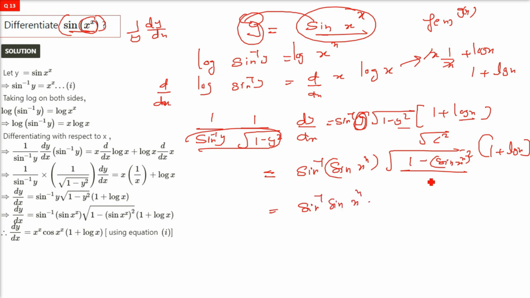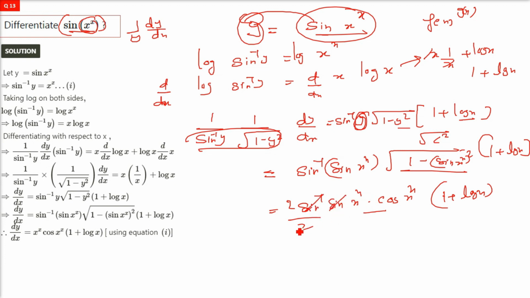I'll just show you. First let us solve this cos x. So cos x to the power x. 1 plus log x is there. But still we have sine and sine inverse that you can cancel out. When you cancel this out, only x to the power x will remain. So x to the power x will remain.